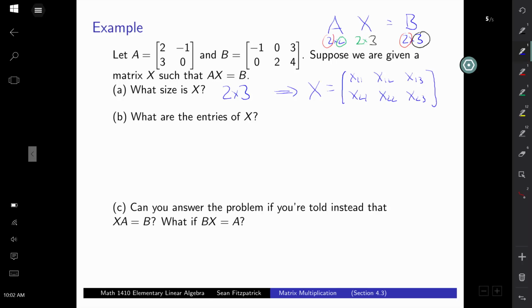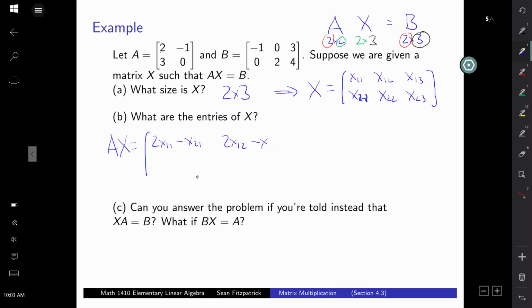Can I find the entries of X? Well, let's think about what determining the entries of X would entail, figuring out what those numbers are. Well, I would have to first do A times X. So what would I get when I do A times X? I would get first row times the first column, I would get 2x11 minus x21. What I'm doing here is I'm doing this 2 times that guy minus 1 times that guy. So first row here times the first column here. Then I do this row times this column. So I'm going to get 2x12 minus x13.